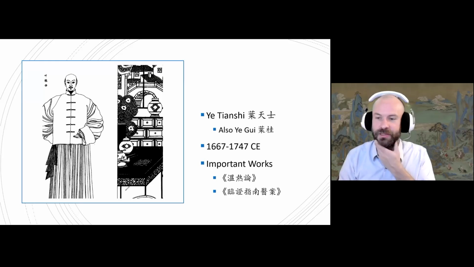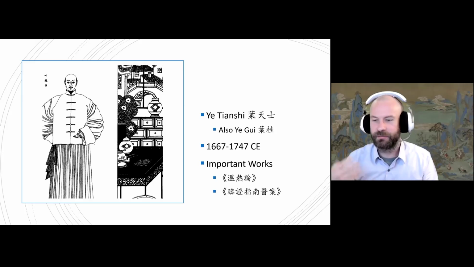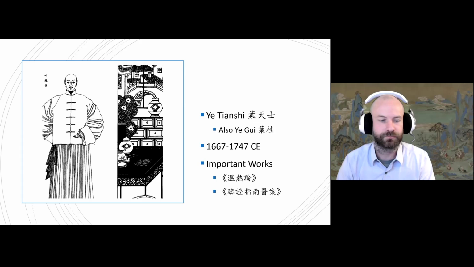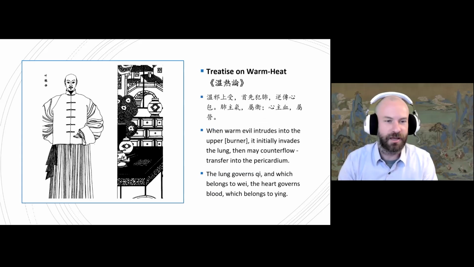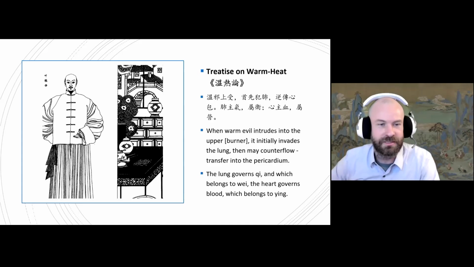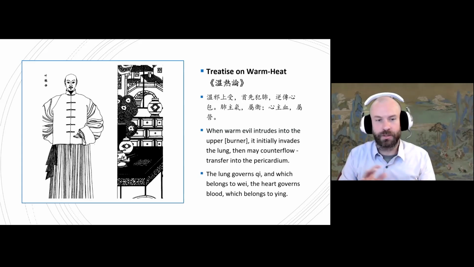So I found that really cool that he brings these case studies into this book, and then he creates, I guess, a more systematic way of approaching it and using it. And we're going to see that when we talk about the formulas. So one of the most important things looking at his text is the first line, which states, when warm evil intrudes into the upper burner, it initially evades the lung, then may counterflow transfer into the pericardium. So that's when things go really wrong.